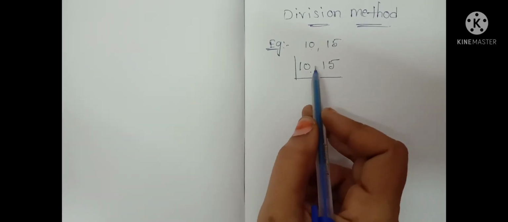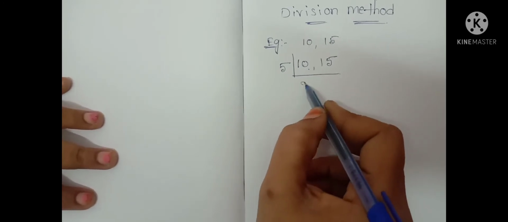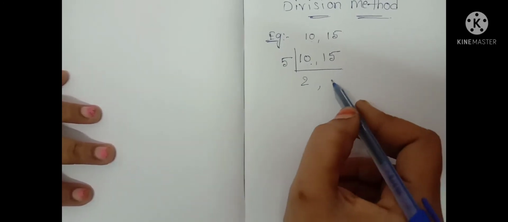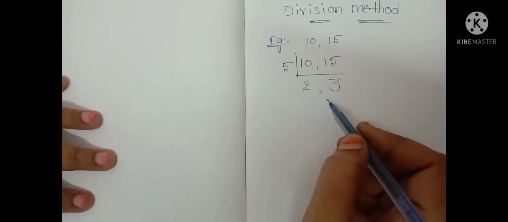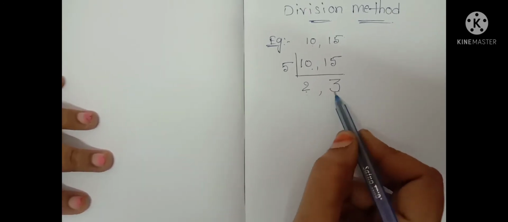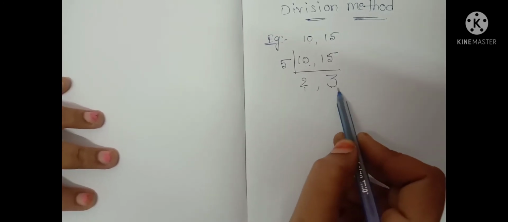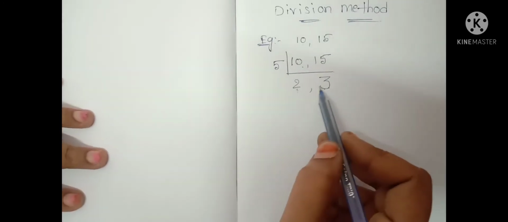Are those two numbers possible in the 5 table? In the 5 table, 10 how many times? 2 times. 5 table, 15 how many times? 3 times. Now, are 2 and 3 possible in the same table? No, because 2 is possible only in the 2 table and 3 is possible in the 3 table. Those 2 are not possible in the same table.